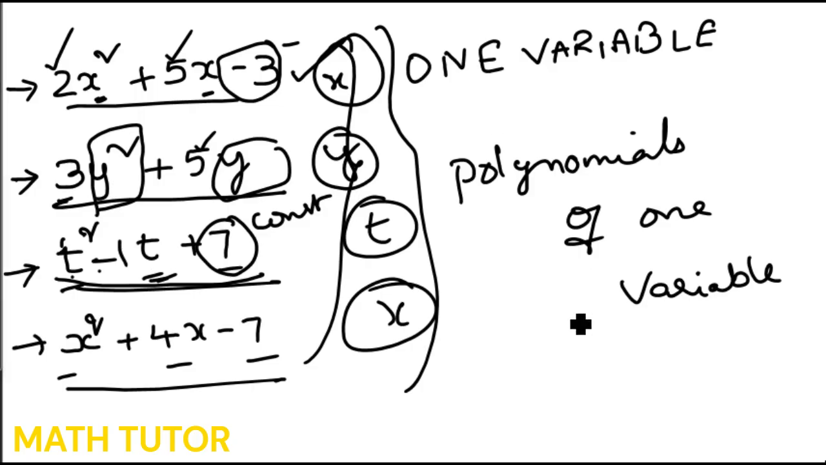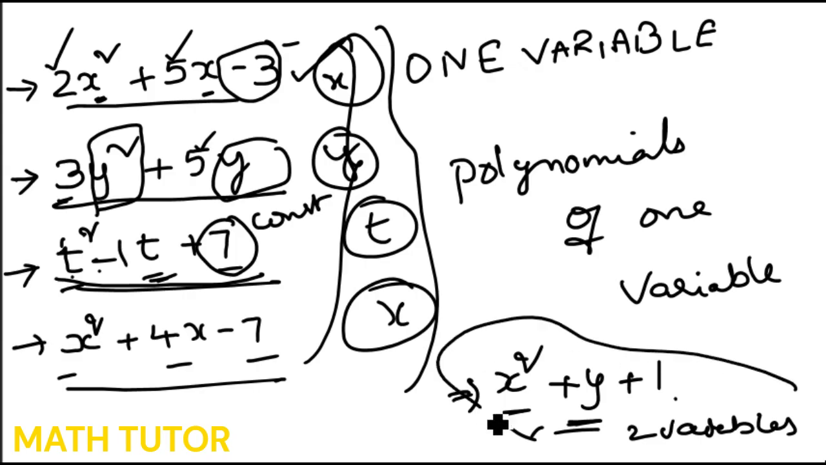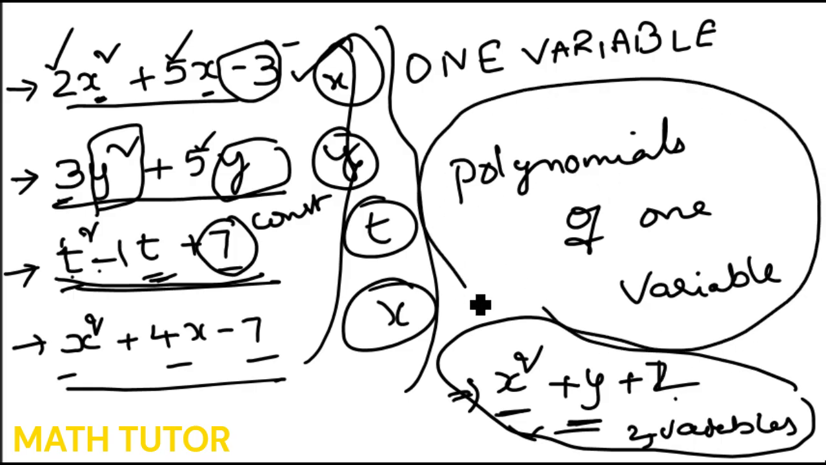Suppose I have an example. X square plus y plus 1. Here how many variables are there? X is a variable, y is a variable, right? There is no other variable. Here we have 2 variables. Okay. In future there may be 3 variables also. I can write it as x square plus y plus z. Now we have 3 variables. At present we are studying only polynomials of one variable. Okay. This is clear, right?